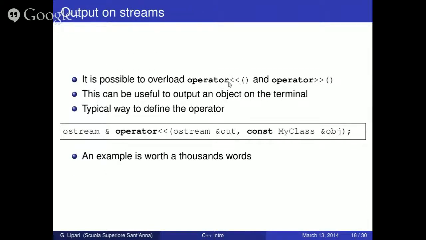It's possible to overload these two operators, less than and greater than, okay? These are actually also seen as angular parentheses. And this can be useful when you want to output an object on the terminal. So the classical way of overloading this operator is like this. You use an ostream, and ostream is the base class of cout, cin, things like that. It's actually cout and cerr, sorry. And you specify which object you want to output, and then you write how to actually output this. And so let's see how we do that in complex.